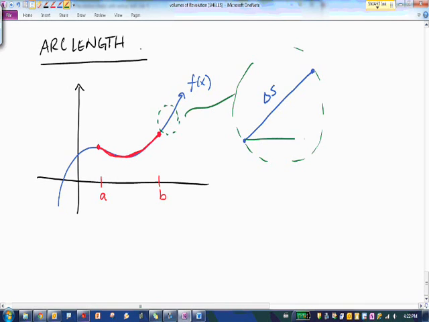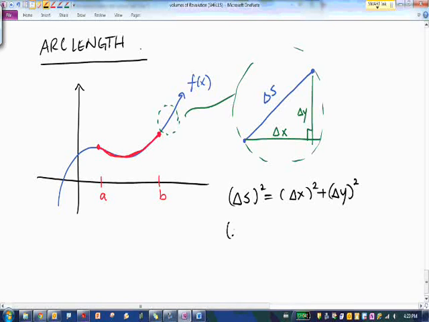Okay, so we can actually draw a right triangle from this, and we'll call this delta x, that's a small change in x, and we'll call this delta y, and that's a small change in y. So here's our plan. We want to get an expression for delta s, which is a little piece of the arc length, and then we're going to add up all the arc lengths using an integral. So by the Pythagorean theorem, we can say that delta s quantity squared is equal to delta x quantity squared plus delta y quantity squared.